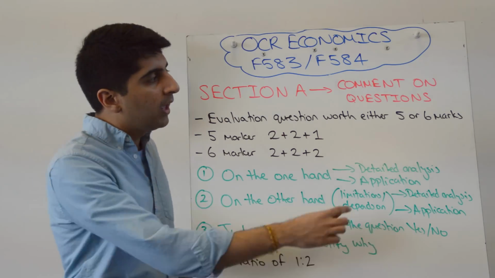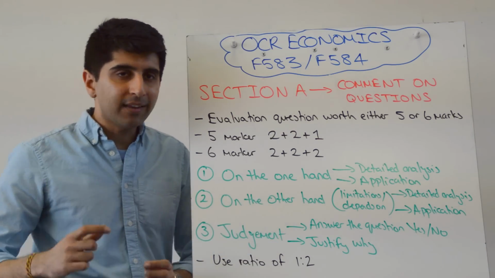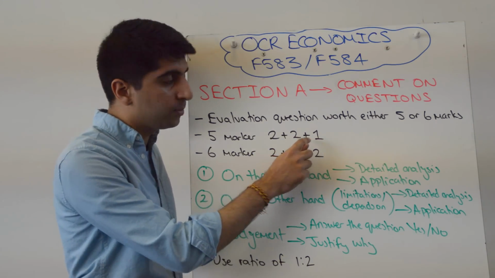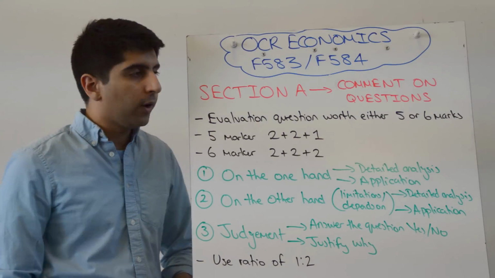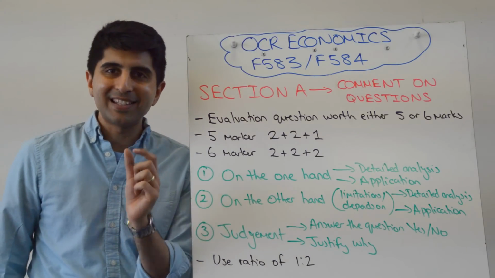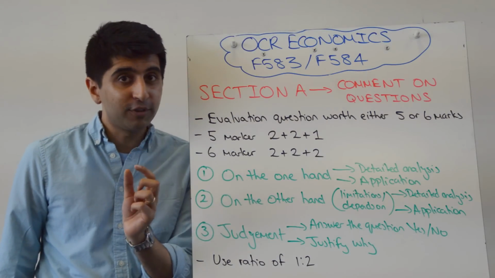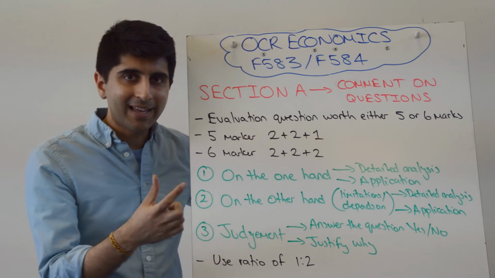Very important. Now, what I would do is, if ever I saw a comment question with 5 marks, next to the question I would write 2 plus 2 plus 1. If it was a 6-mark comment question, next to the question I would write 2 plus 2 plus 2. That is your structure. That tells you where the marks are going to go, and it's important for you to remember that the structure for both is exactly the same.